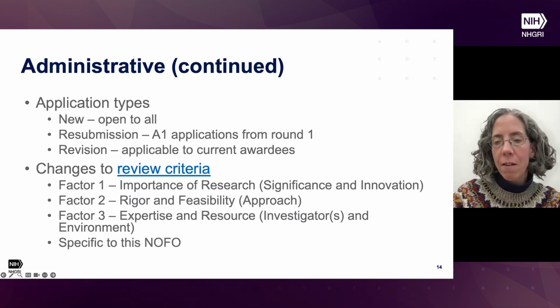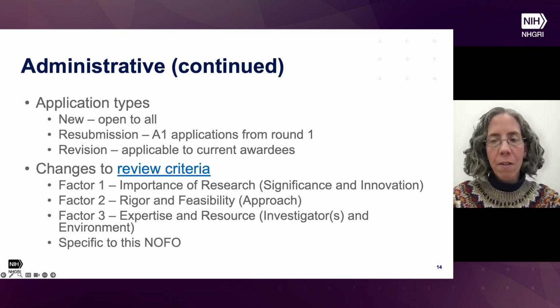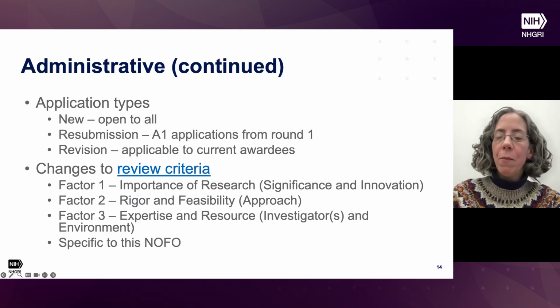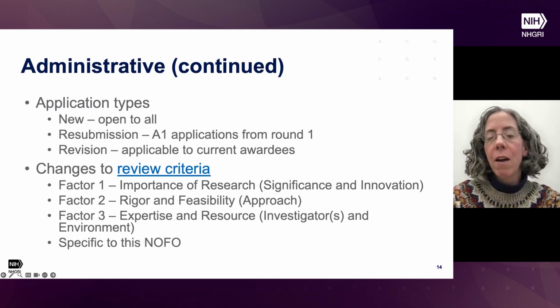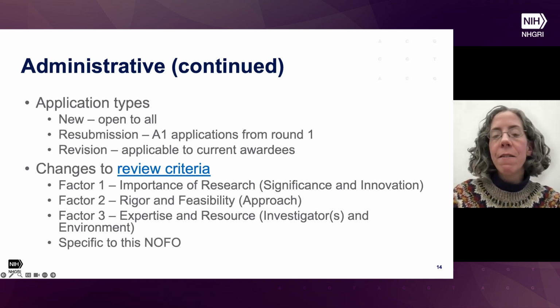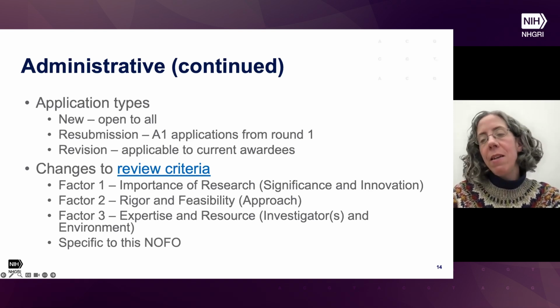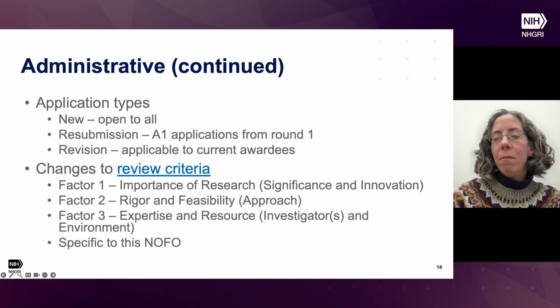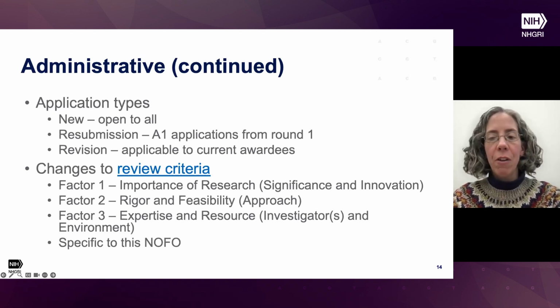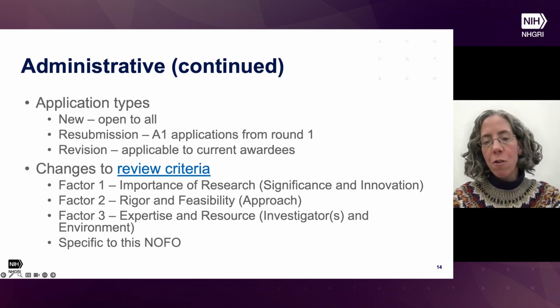Factor 3 is now expertise and resources. This is investigators and environment. The most significant change here is that factor 3 does not get a numerical score. This is just a drop down saying adequate or gaps identified. This factor is considered when assigning an overall impact score. But the idea is to downplay the role of investigators and environment and simply assess, are they able to do this work, and are their resources sufficient to do this work?